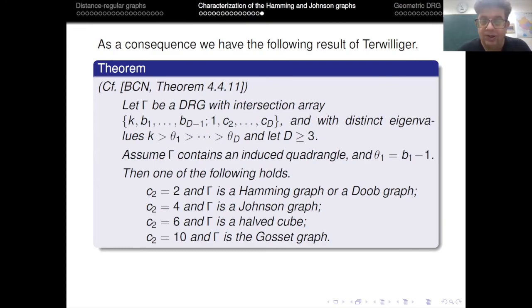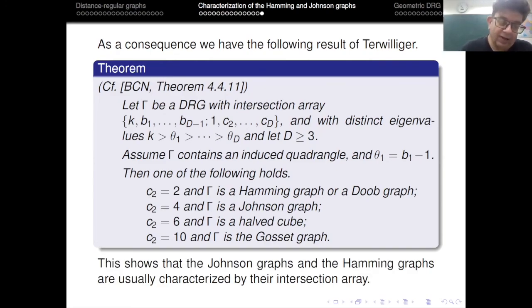Note that I assume D is at least 3. For D is 2, you get several more examples, but they all have even c2. For c2 is 8, you get the Clebsch graph, for example, and for c4, you get, for example, the Chang graphs. This shows that the Johnson graphs and Hamming graphs are usually characterized by their intersection array. I think this is where I'm going to stop today.